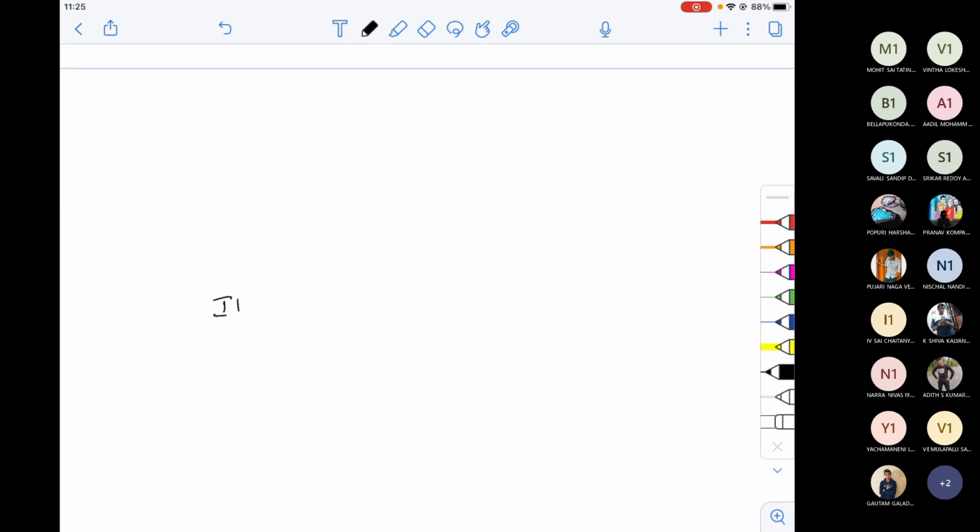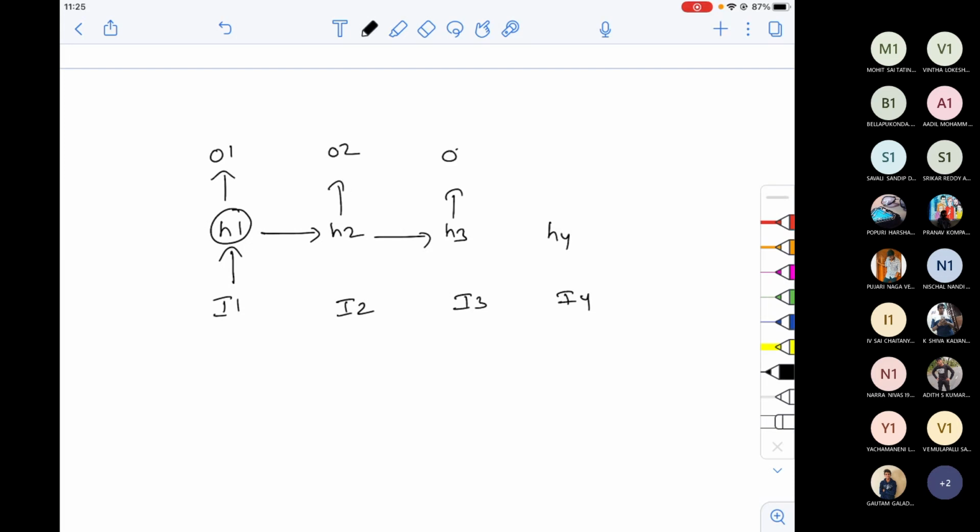This is my input 1, and the intermediate output is H1. This is my input 2, and this is H2, and this is H3. Sorry, input 3, and this is H3, and input 4, and this is H4. Now, in a traditional RNN, we just connect like this, because the input 1 abstract representation is denoted as H1. Maybe I'll put the outputs: O1, O2, O3, and O4.